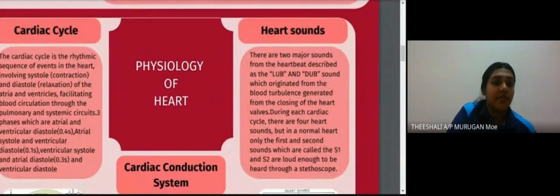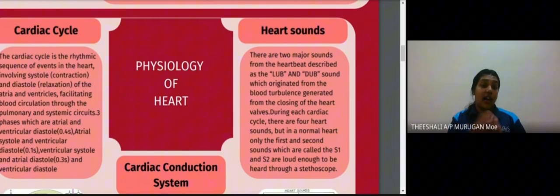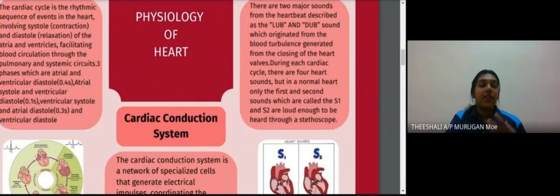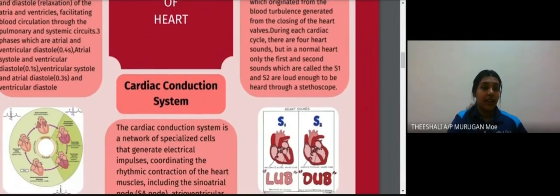The cardiac cycle is a rhythmic sequence of events in the heart involving systole, which means contraction, and diastole, which means relaxation of the atria and ventricles. It facilitates blood circulation through the pulmonary and systemic circuits. We have phases: atrial and ventricular diastole, atrial systole and ventricular diastole, ventricular systole and atrial diastole, and lastly ventricular diastole.